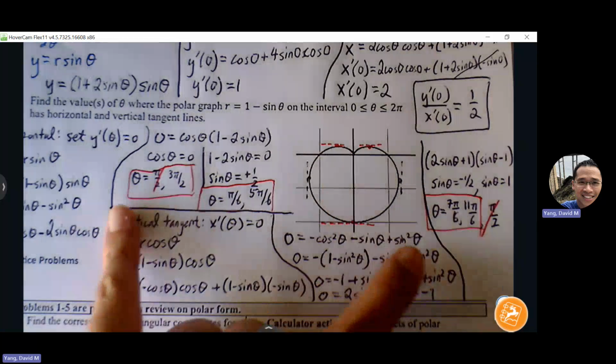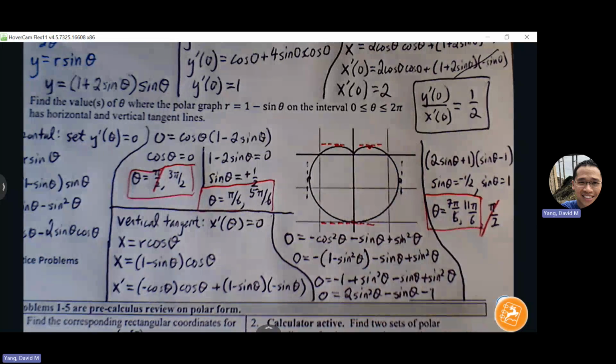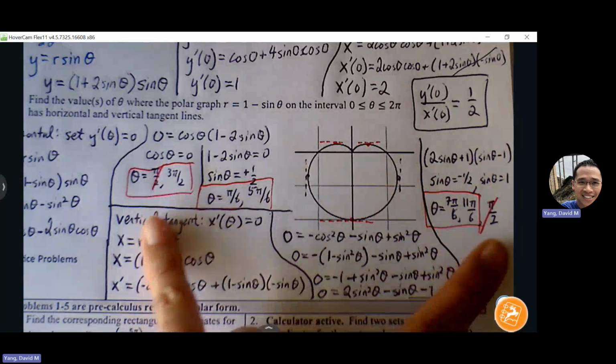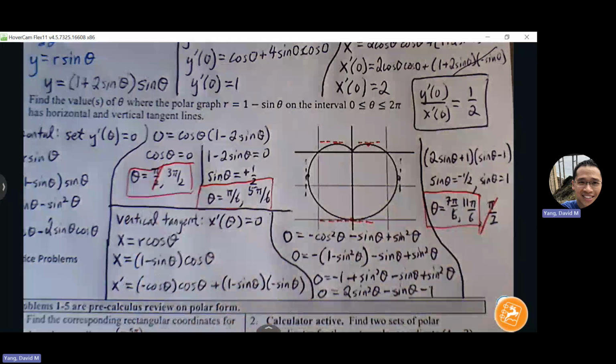Yeah, the pi over 2 is basically at that sharp turn. It's a cusp, so it's neither a horizontal tangent nor a vertical tangent. Can I tell without looking at the graph? Yes, because anytime there's overlap between horizontal and vertical tangent, you're going to remove it. It's neither. It needs to be unique to either one or the other.